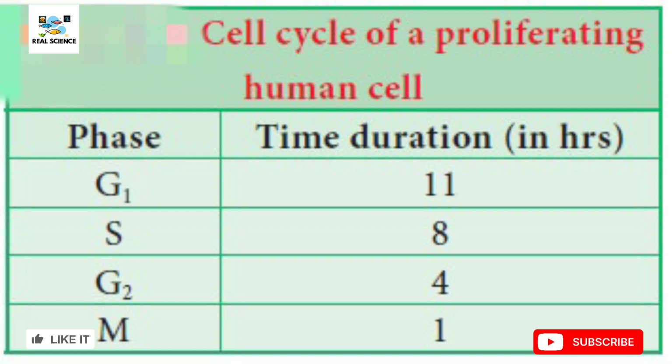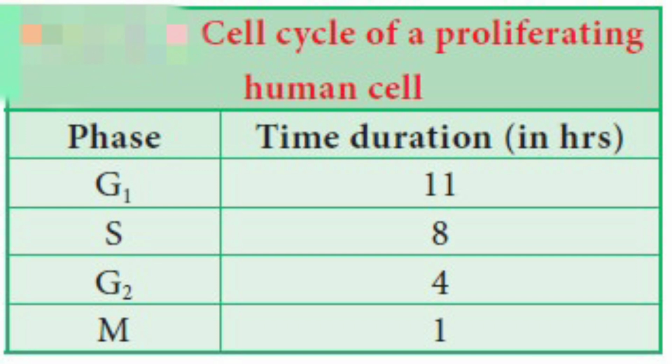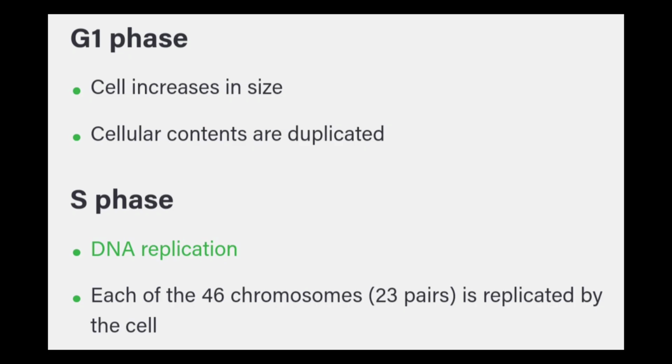Okay, let's take a look at the cell cycle of a proliferating human cell. As you can see, the G1 phase time duration is approximately 11 hours, S phase 8 hours, G2 phase 4 hours, and the mitosis completes within 1 hour. So it means that in total it requires 11 plus 8 plus 4 plus 1, that is 24 hours for one mitosis completion indirectly.